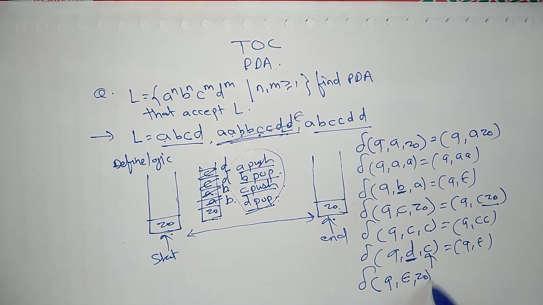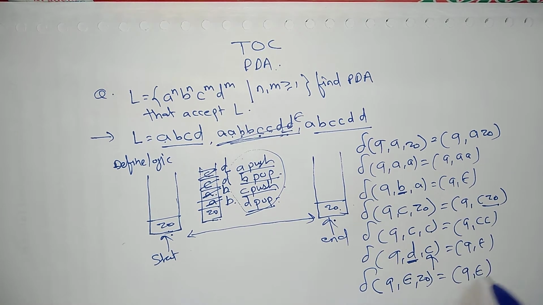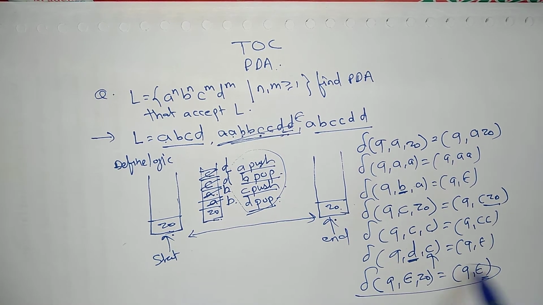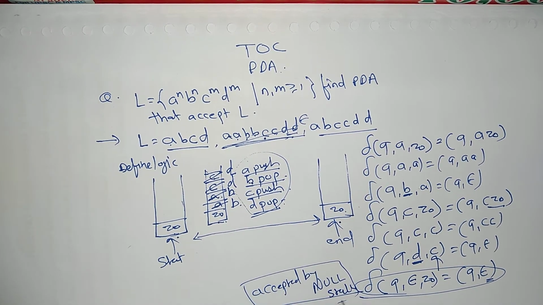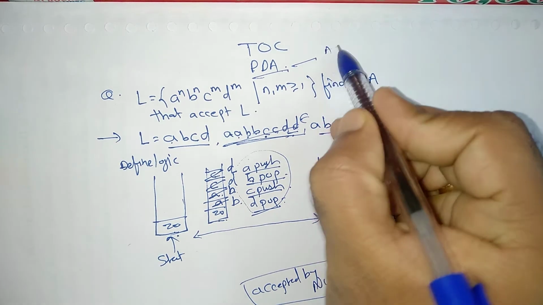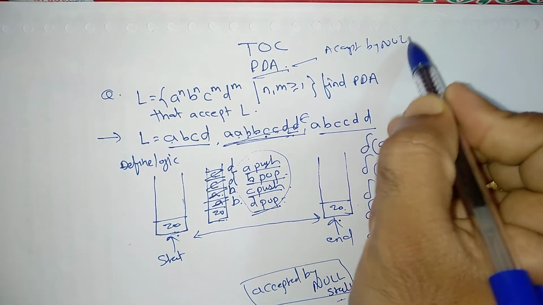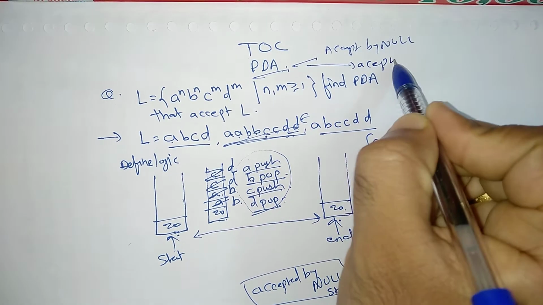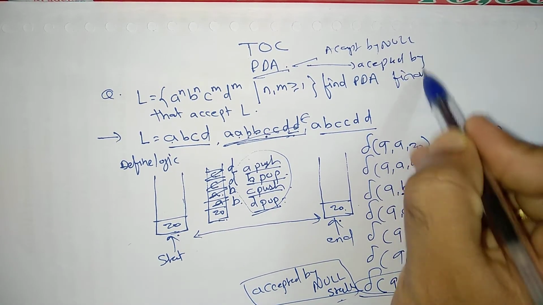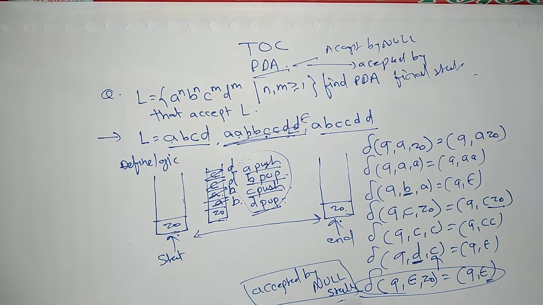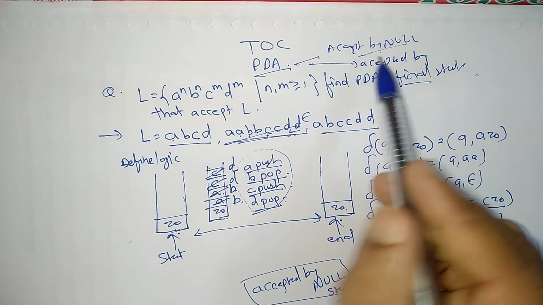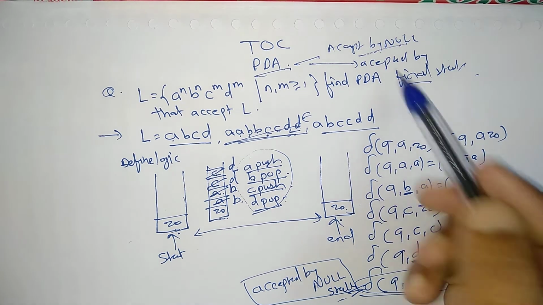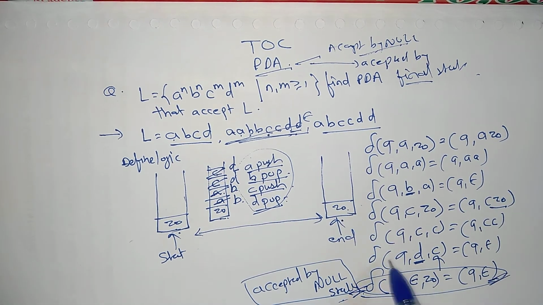What is on the top of the stack? Z0. It will give state, epsilon. That means it is going to pop. So this is accepted by null stack. As we know, PDA has two types of acceptance: by null stack or by final state. This example we have solved with acceptance by null stack. In an examination you can solve with either. If specifically mentioned, then use only that method, else acceptance by null stack is more convenient.